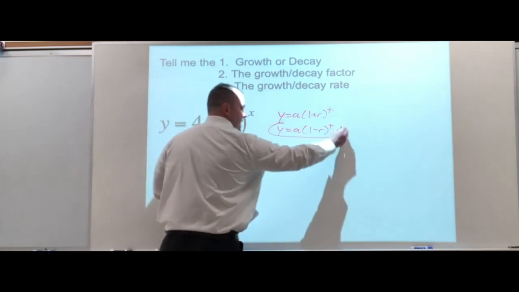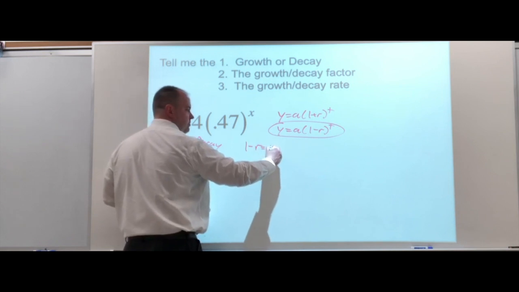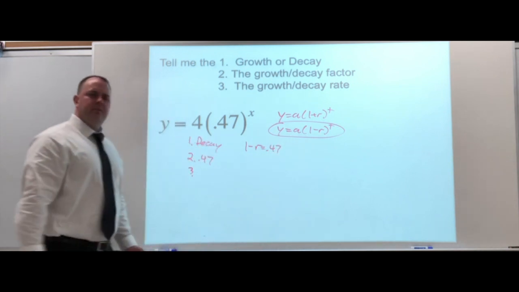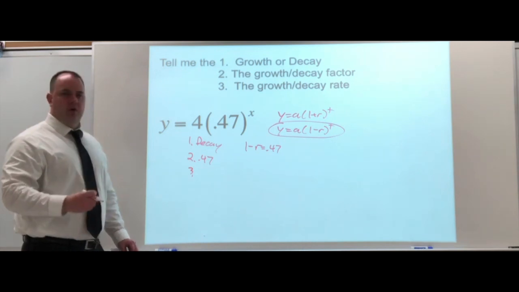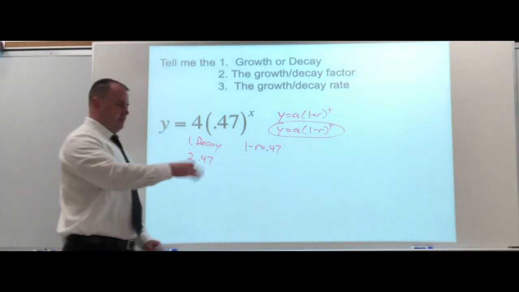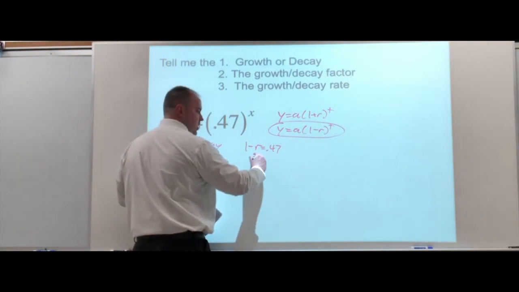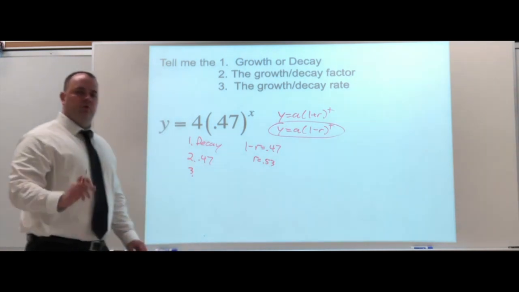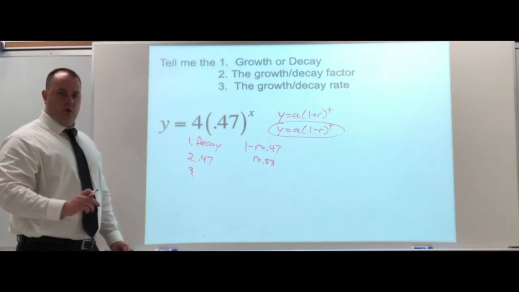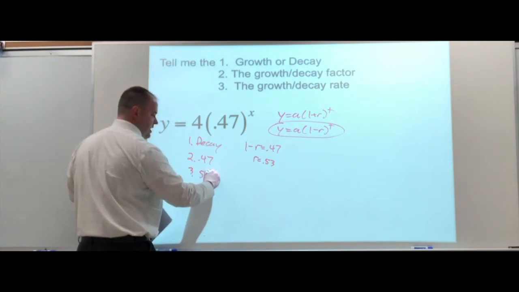We said it was decay, 1 minus R. So 1 minus R equals 0.47. You need to think about what R is. What minus 1 will give us the 0.47? You just solve that equation. Subtract your 1, divide by negative 1. You should get R equals 0.53. Now I'm going to ask you, write your rate in percent form. So 0.53 would be 53%.